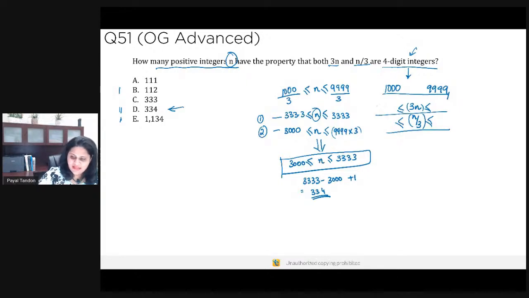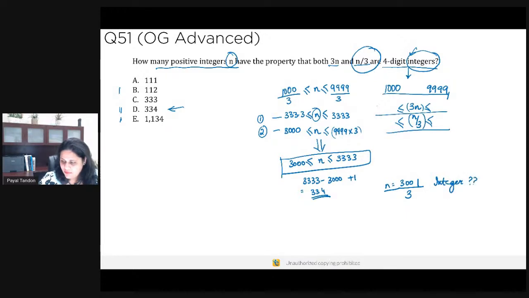Why? Because there is one constraint that I haven't considered. What I knew from the question statement is that n by 3 is an integer. Now tell me, when I've done this calculation, 3001 is part of this calculation. Now 3001 divided by 3, n is equal to 3001 divided by 3, is it an integer? Tell me. Is it an integer? It's not an integer, right?